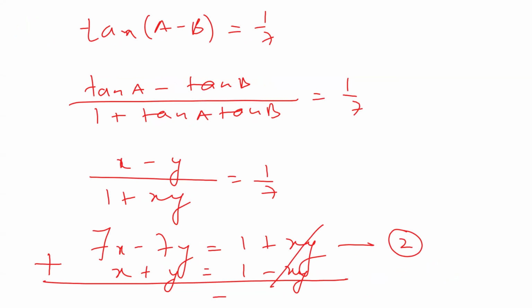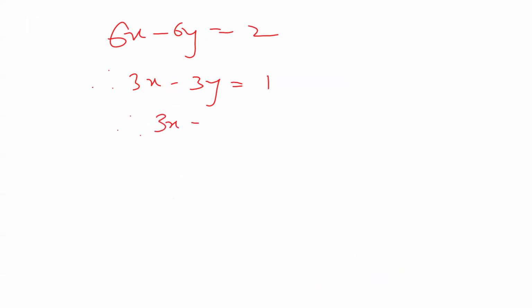Okay, so this is gone. This is equal to 2. 7x plus x is 6x minus 6y is equal to 2. Okay, we got 6x minus 6y is equal to 2. So 3x minus 3y is equal to 1. I divided throughout by 2. So what is 3x? 3x is equal to 1 plus 3y.